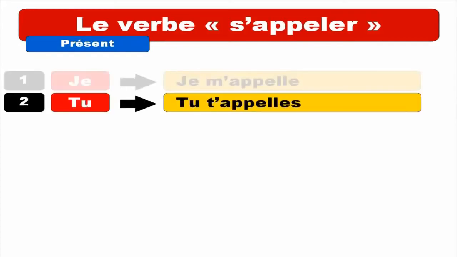Okay, second form, same thing, but usually for tu, the form is tu, te, and then something. In here, we're starting with a vowel, so it's the same thing as previously, the e disappears, so we get this: tu t'appelles. Okay, final S is not pronounced. Tu t'appelles. Repeat.